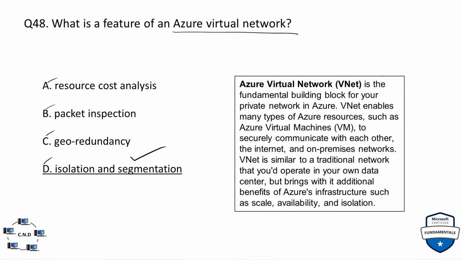So what is Azure Virtual Network? It is the fundamental building block of your private network in Azure. VNet enables many types of Azure resources, such as Azure virtual machines, to securely communicate with each other, the internet, and on-premises networks. A VNet is similar to a traditional network that you would operate in your own data center, but brings with it additional benefits of Azure's infrastructure, such as scale, availability, and isolation.